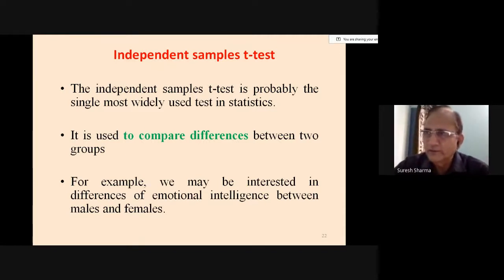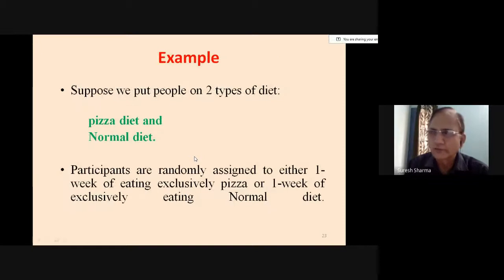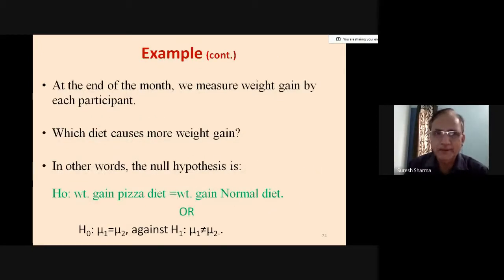They are given this for 1 month, and after 1 month we want to check their weight gains, whether those people who are consuming pizza have more weight than before, or those who are having the normal diet have more or less. So to compare the differences in two groups, we use two sample t-test, right?